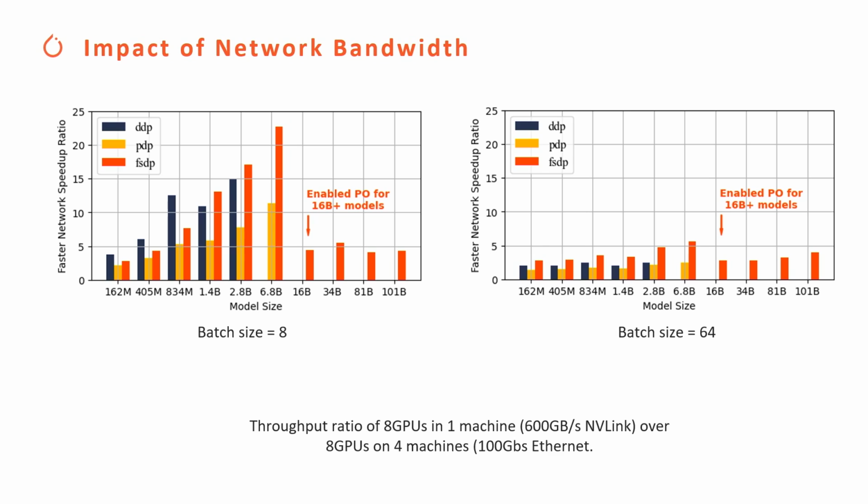The ratio also drops with larger batch sizes, as shown on the right figure. This is because the amortized communication overhead is lower. Despite that, large batch sizes can still reach 3 to 5x speedups.